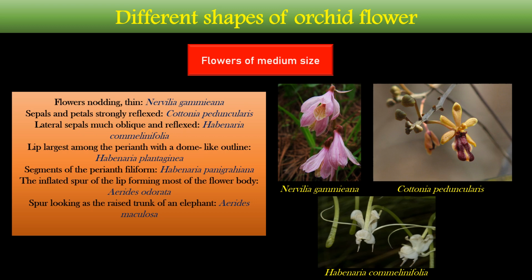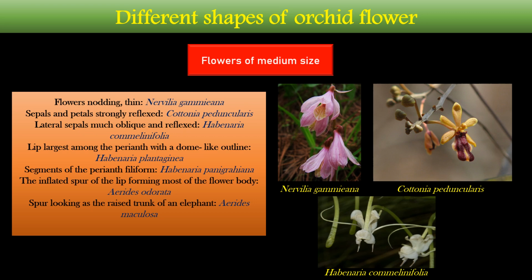Then comes the segments of the perianth filiform. For that, Habenaria panigrahiana is the best example. Then comes the inflated spur of the lip forming most of the flower body, that is Aerides odorata. You can also see that some flowers are mainly characterized by their structure or shape, but some can be characterized by their odor, as you can say the smell of that particular orchid. So Aerides odorata is also one of them.